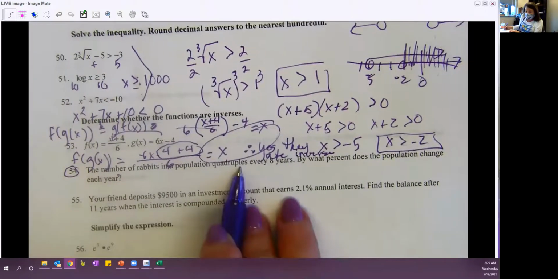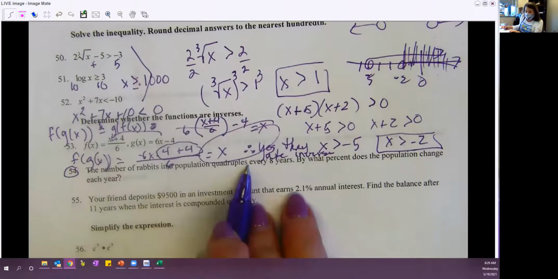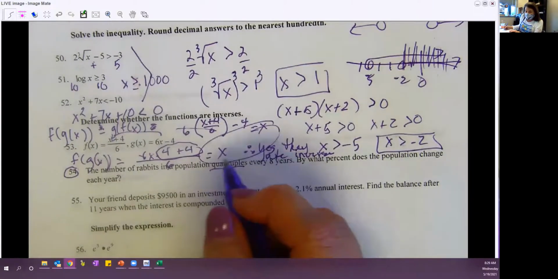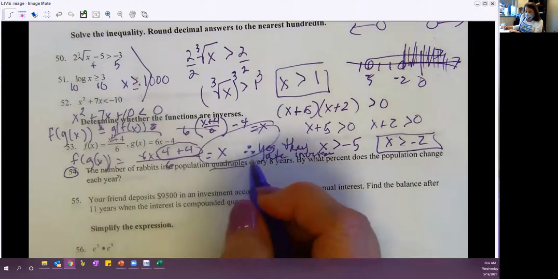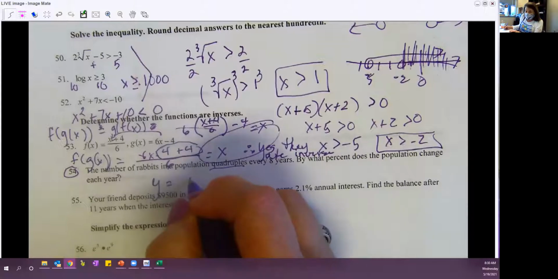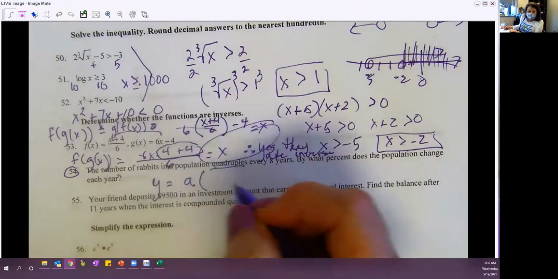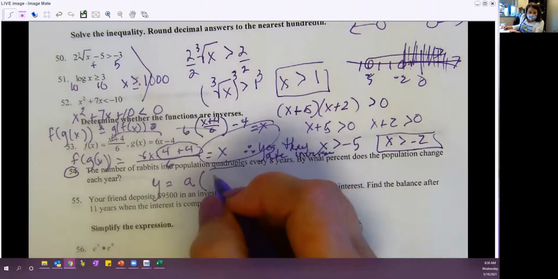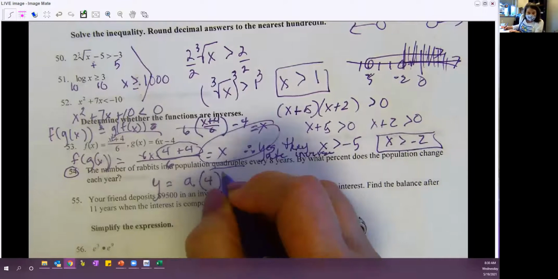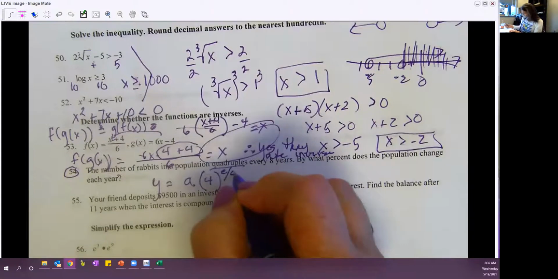This is talking about population. It quadruples. So this is how many times it quadruples in 8 years. So you have your formula. Y is equal to A, which is the initial amount, and your base here, and then it's continuous, so E, and then that's divided by the number of years.